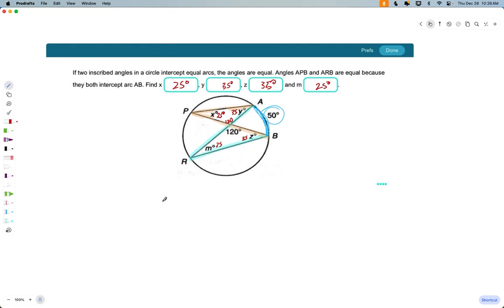We didn't really have to do a whole lot of math to get there. We just had to remember our formula for an inscribed angle. When you have an inscribed angle, that equals half the intercepted arc.